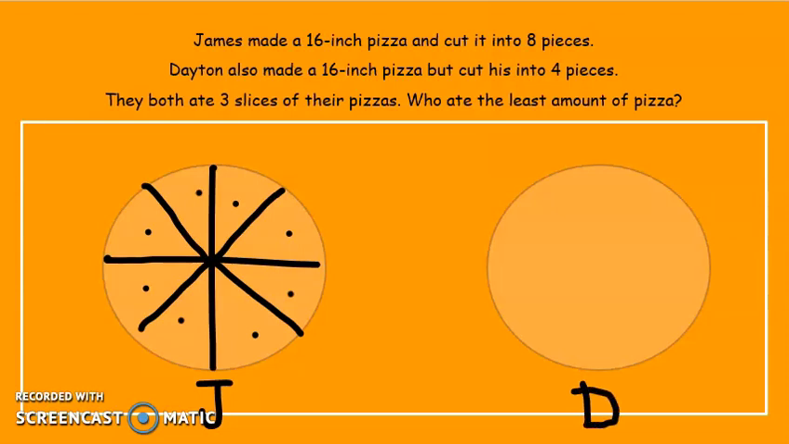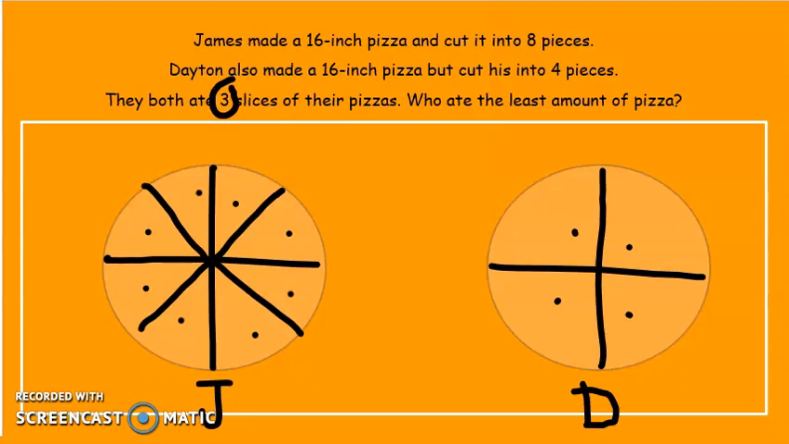So you could be drawing a model right along with me. He only has fourths, so I can just do my plus sign in the middle of his pizza. And I just have 1, 2, 3, 4 now. So I've got James with 8 pieces, Dayton with 4 pieces. It looks like they both ate the same amount of pieces, and that's 3.